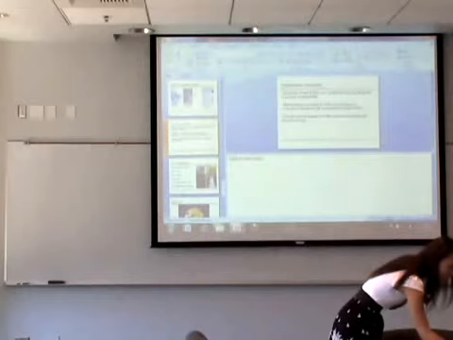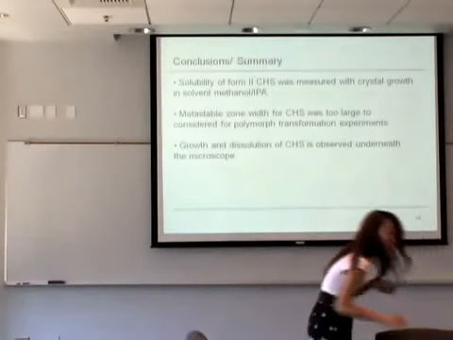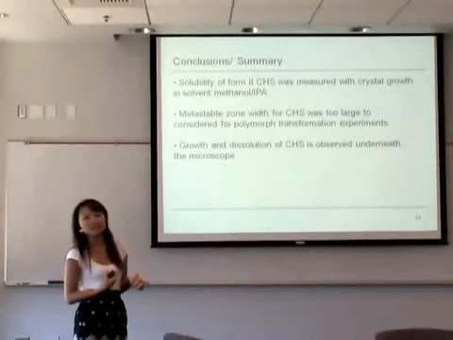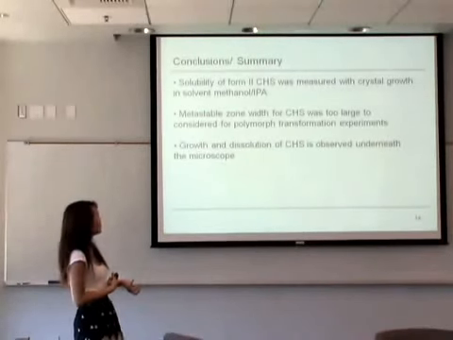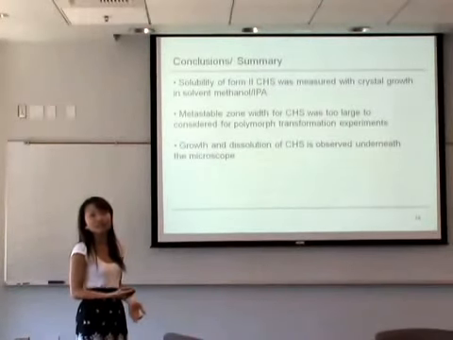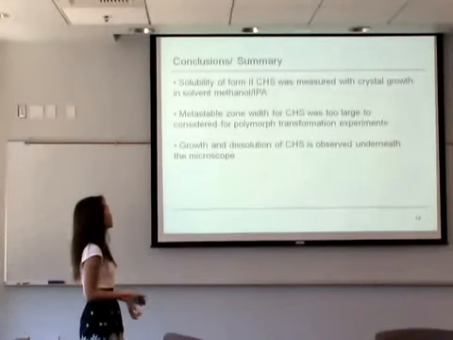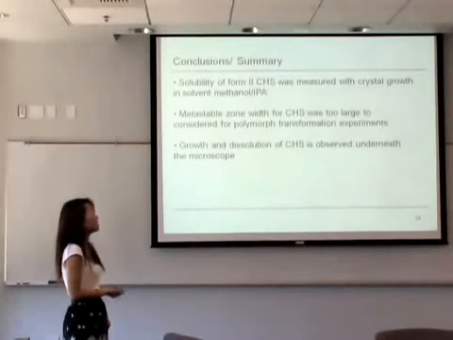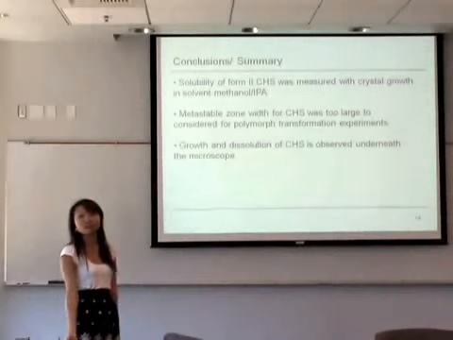Okay. So with that, my conclusions are that I have this data that I got from my solubility experiments from form 2 of CHS, and also that the metastable zone width was too large to be taken into account for the polymorph transformation experiments that I was working on, and also that the growth and dissolution of CHS has been observed underneath the microscope, like I showed you guys.